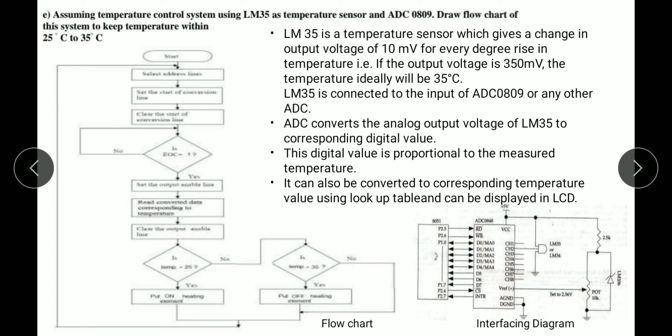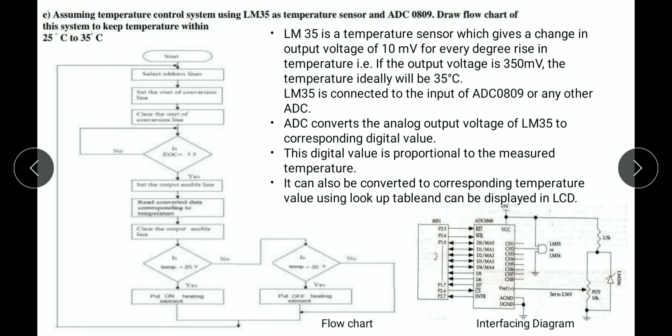Okay, so this is nothing but the temperature control system using the LM35 interfaced with the ADC 0809 and the 8051 microcontroller. And we have drawn the flowchart for the system which keeps the temperature within 25 to 35. If it is beyond that, then it will switch off the system.